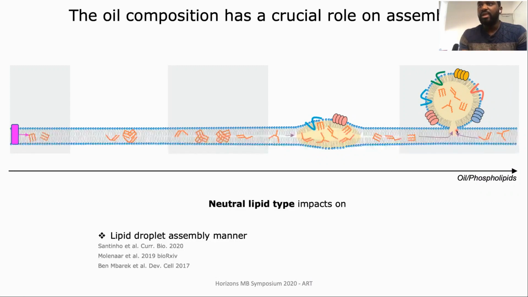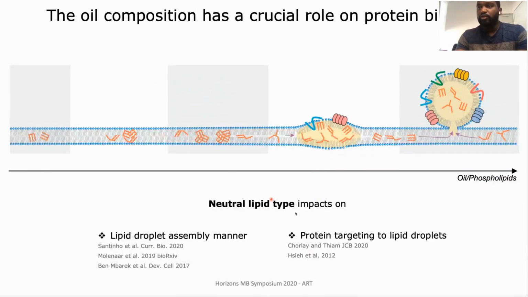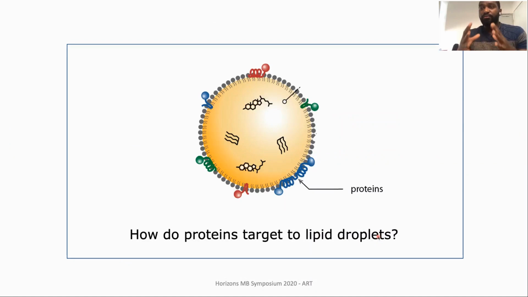So what is interesting is that the way these droplets form depends on the neutral lipid type. For instance, if you take two types of neutral lipids, one may nucleate at this concentration and the other at this one, and they may require different phospholipids and different proteins. But the neutral lipid may also determine how proteins are targeted to lipid droplets, which is the focus of my talk today. So I will basically try to show you how we divert emulsion science to bring understanding of how proteins can target to lipid droplets.